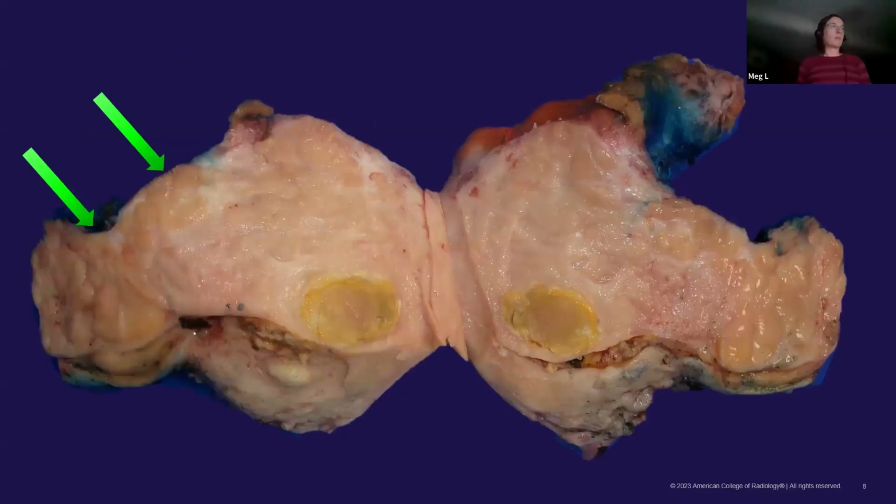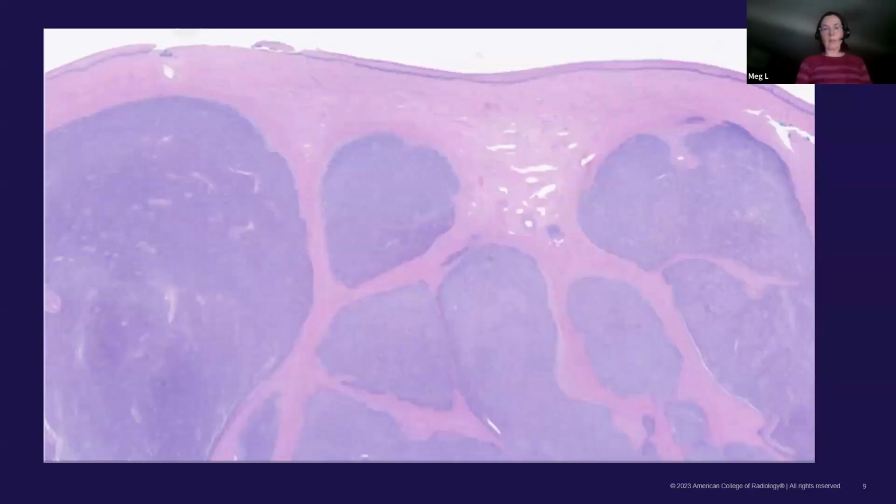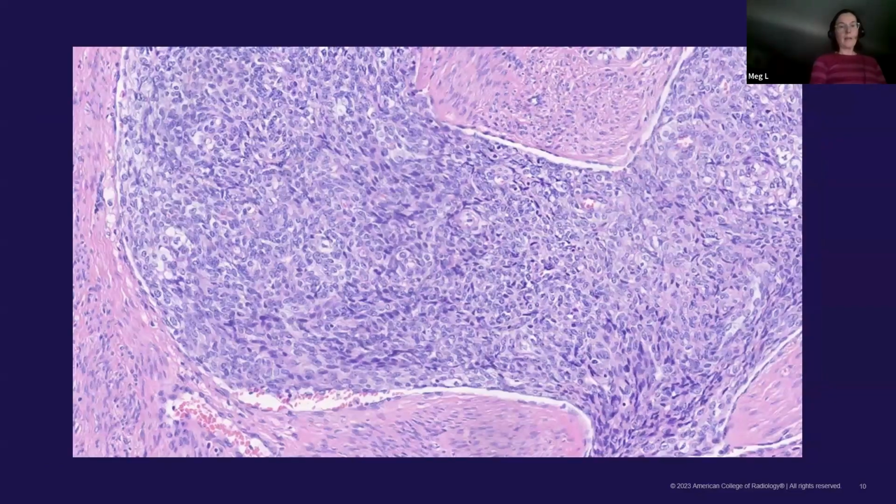And here you can see the gross specimen of the uterus with nice correlation to the imaging. You can see that worm-like growth of tumor throughout the myometrium, but you probably see it the best at the level of the cervix there, where you see the green arrows. On histology, you can kind of see that worm-like growth on low power with a pushing margin. And here you can see it similarly at high power.